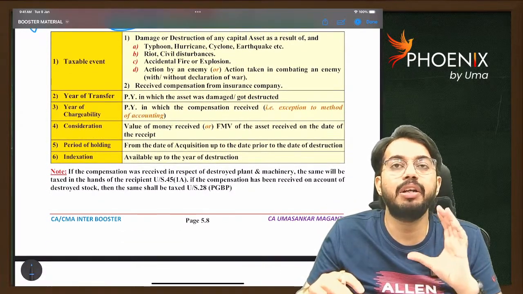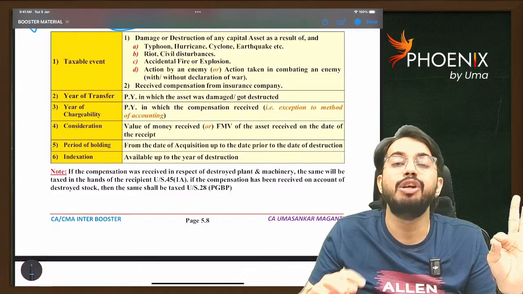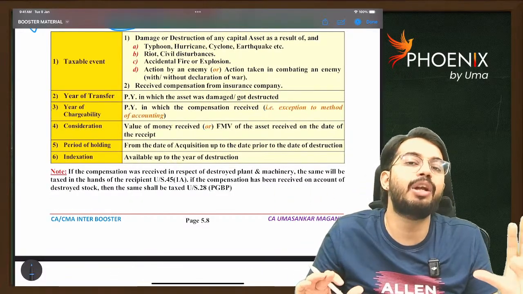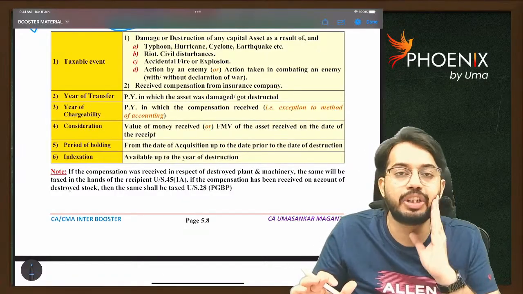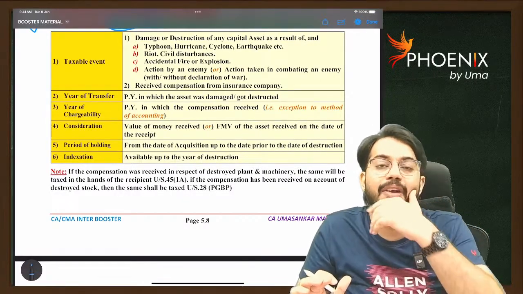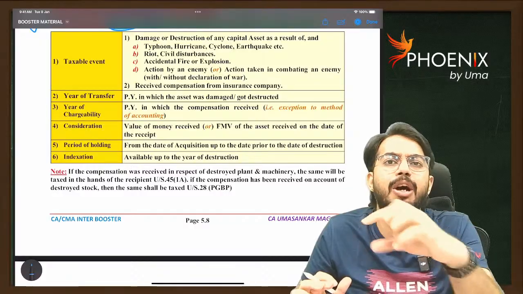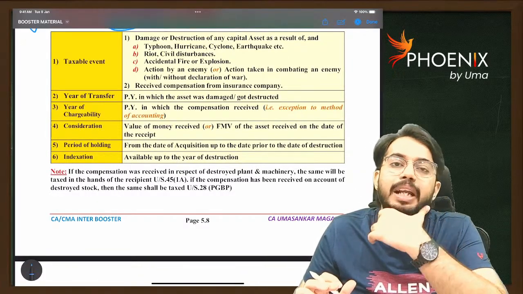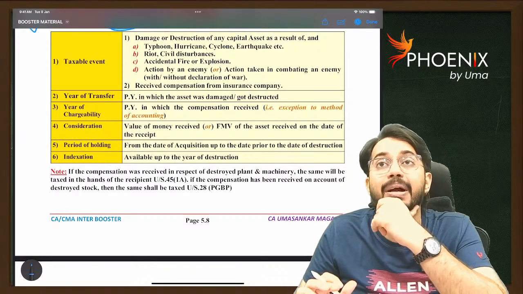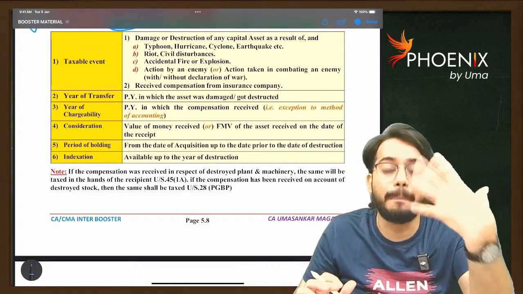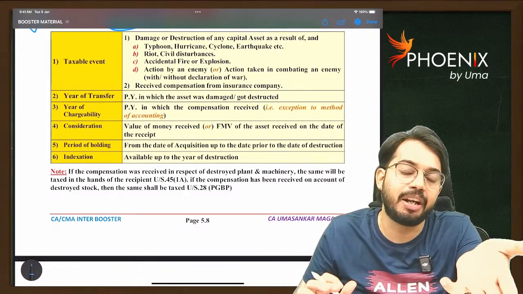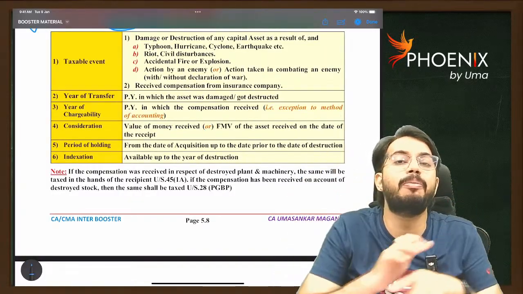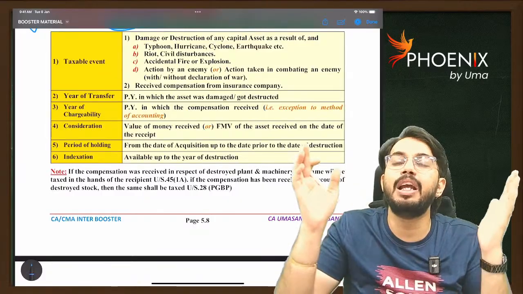That means indexation benefit, period of holding, you should not calculate till the date of receipt of compensation. You have to calculate only up to the date of damage or destruction. Is it clear? Now you will get one doubt. Sir, if we get insurance compensation in cash, whatever the cash compensation that we have received, that will be taken as full value of consideration. But if you receive compensation in non-monetary terms, let's say insurance compensation in the form of immovable property. My building got collapsed.